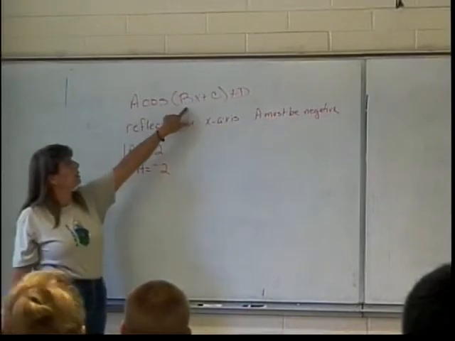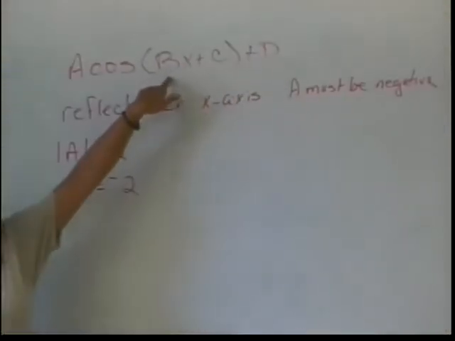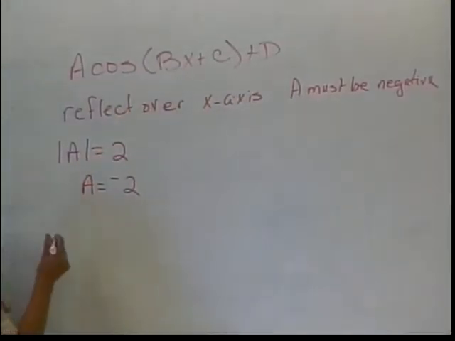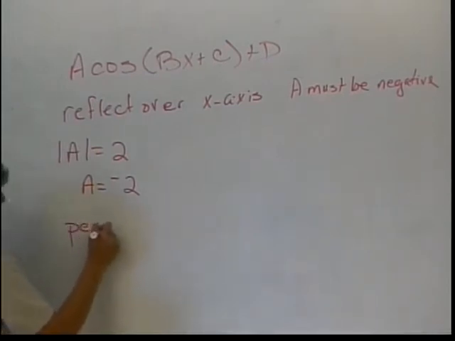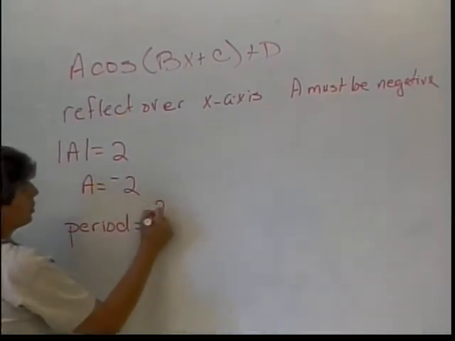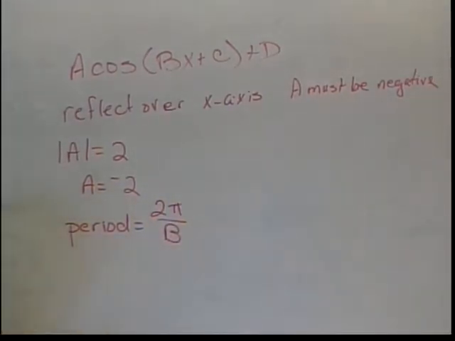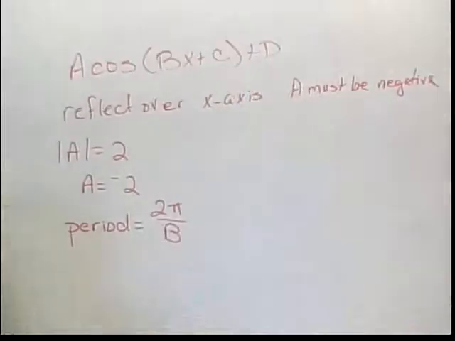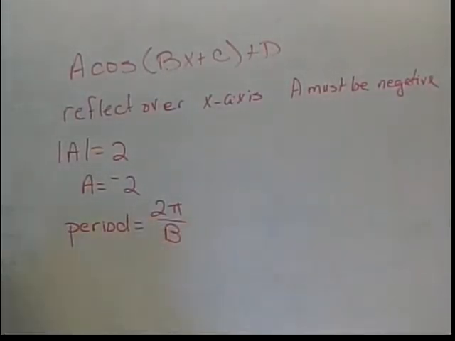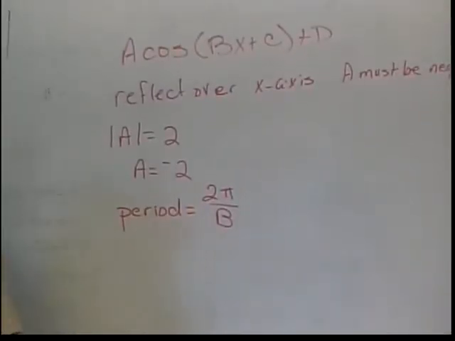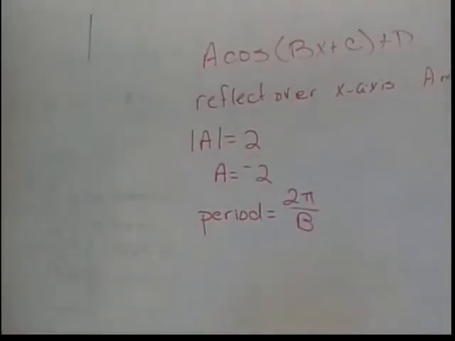B, what is B related to? The period. Remember that the period is equal to 2 pi divided by B. This is true for cosine, sine, secant, and cosecant, which we're going to get to in a minute. Can I tell from the graph what the period of this function is? Yes.